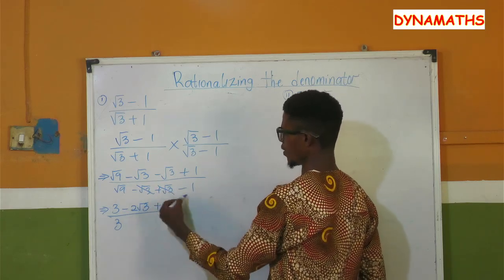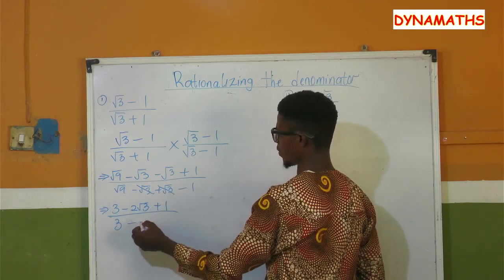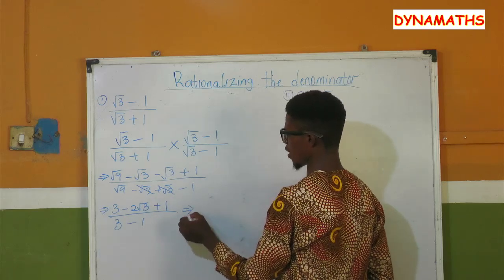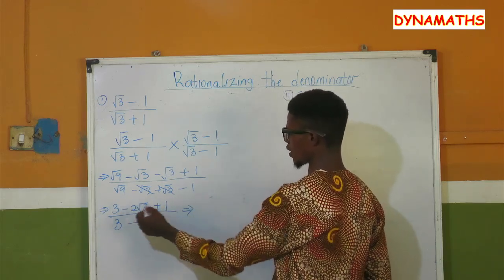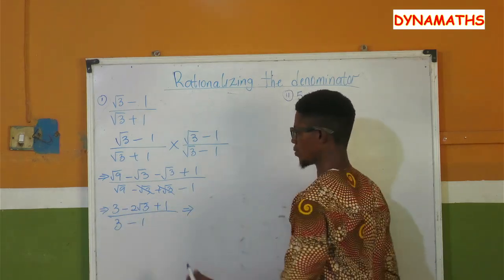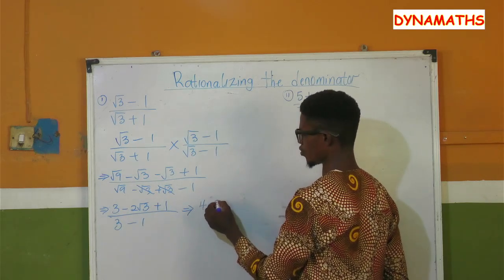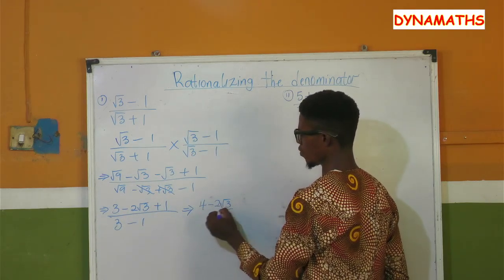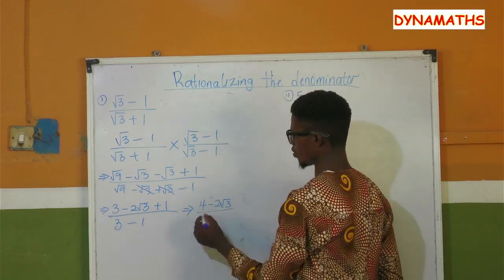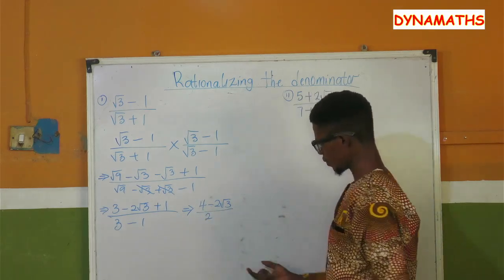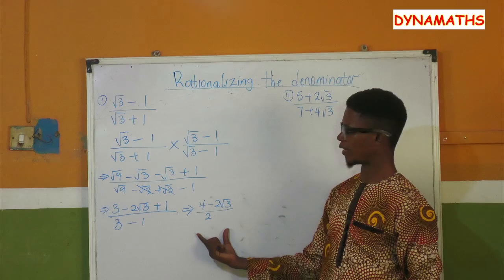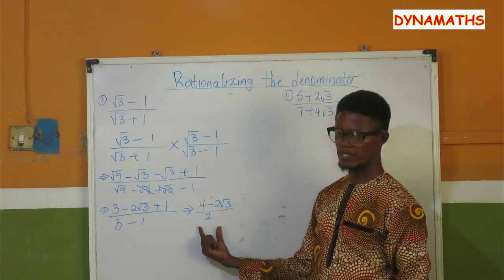So we are going to be left with 3 minus 1. We collect the like terms in this expression. So we have 3 plus 1, which will give us 4, minus 2 root 3 over 3 minus 1, which will give us 2. Yes, so we have arrived at our answer, but we need to simplify this further.